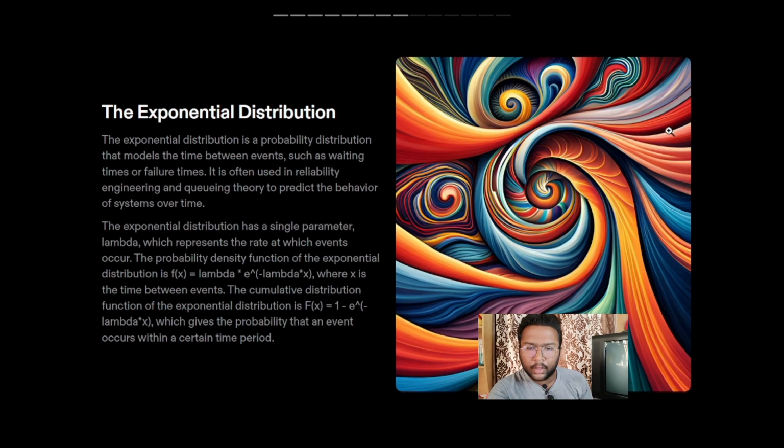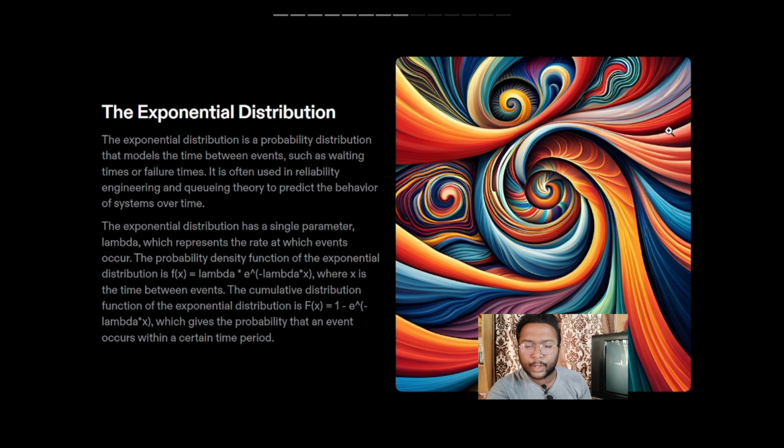Exponential distribution. The exponential distribution is a probability distribution that models time between events, such as waiting time or failure times. It is often used in reliability engineering and queuing theory to predict the behavior of systems over time. The exponential distribution has a single parameter lambda, which represents the rate at which events occur.